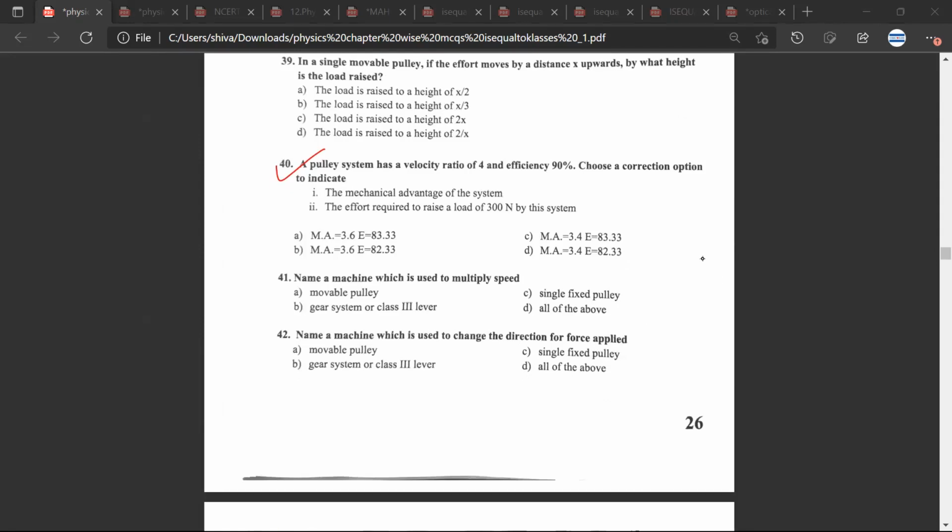Question 40, Mr. CB. A pulley system has a velocity ratio of 4 and efficiency 90%. Choose a correct option to indicate the mechanical advantage of the system and the effort to raise a load of 300 Newton by the system. So VR is 4, efficiency 90%, and MA is equal to efficiency into VR, so therefore 4 into 0.9.